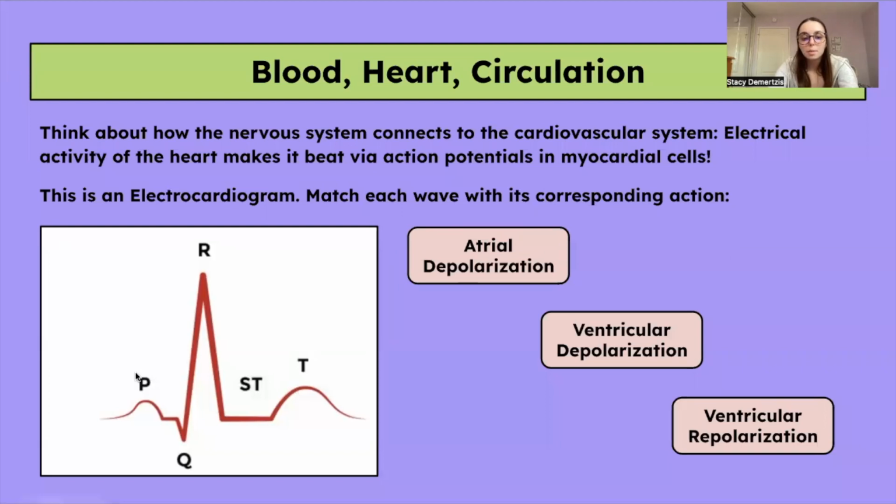And this image that we see here, representing the electrical activity of the heart, corresponds with specific activity that's going on in certain structures of the heart. So how we talked about in the previous problem, the difference between the atrium and the ventricles, we can talk about that here with atrial depolarization, ventricular depolarization, and ventricular repolarization.